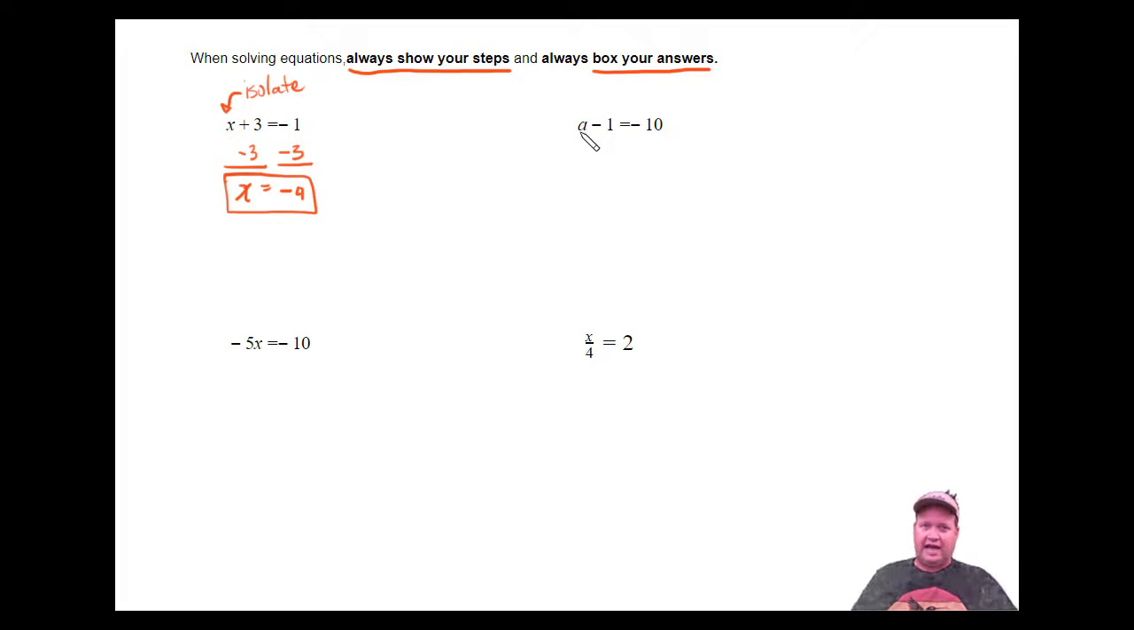So if I come over here, a minus 1 equals negative 10. A is my variable, and that's what I'm trying to isolate, and I see this next to it, a minus 1.